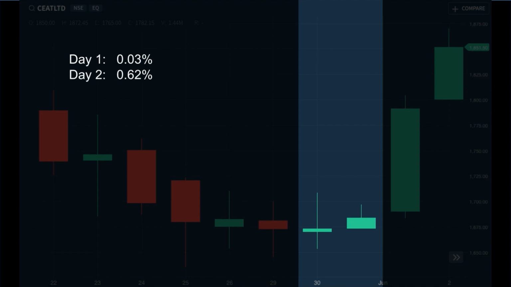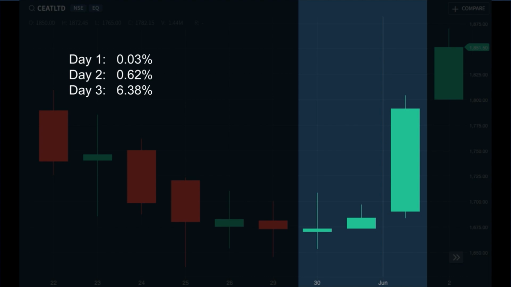Do you think day number 2 is greater than day number 1? Yes or no? Yes, it is. Perfect. What about day number 3? Do you think it's greater than day number 2? It's a 6%, right? Perfect.